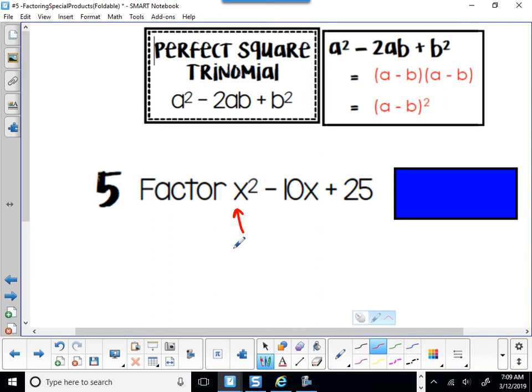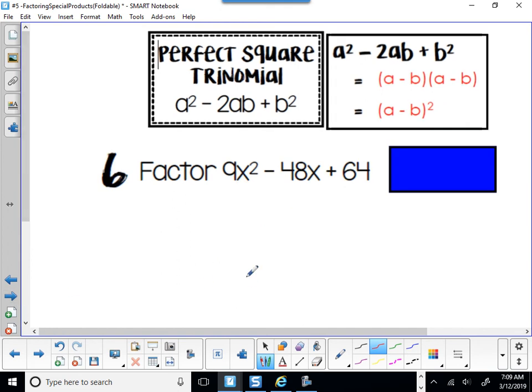Take the square root of the first number, the square root of the last term, and the sign of the middle number, the middle term. X minus 5 squared are the factors of x squared minus 10x plus 25. The square root of the first term, 3x, square root of the last term, 8, and the sign of the middle number. 3x minus 8 squared are the factors of 9x squared minus 48x plus 64.